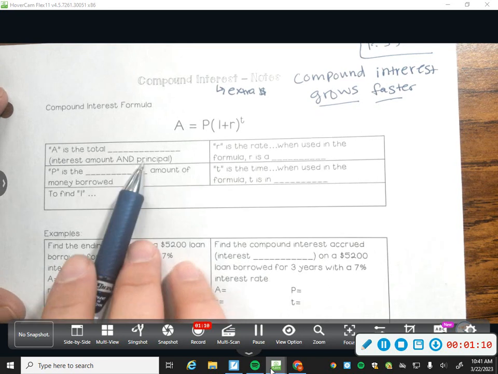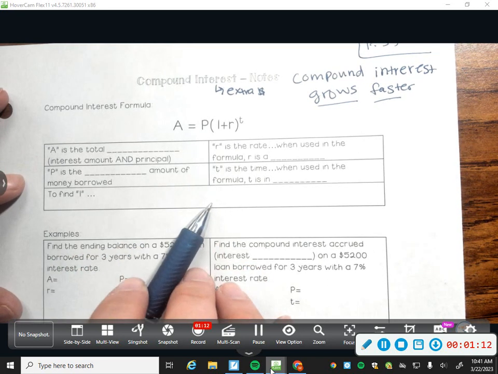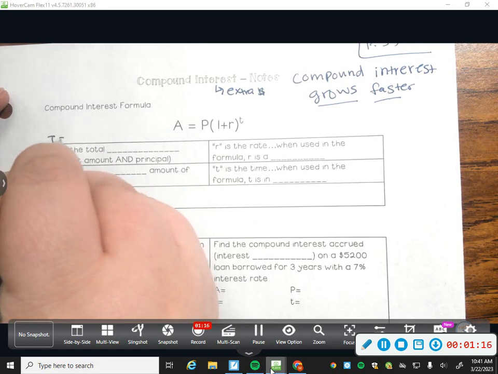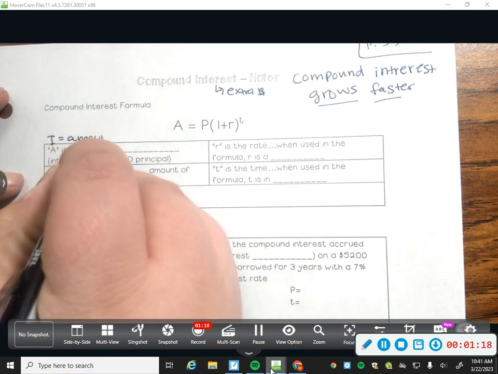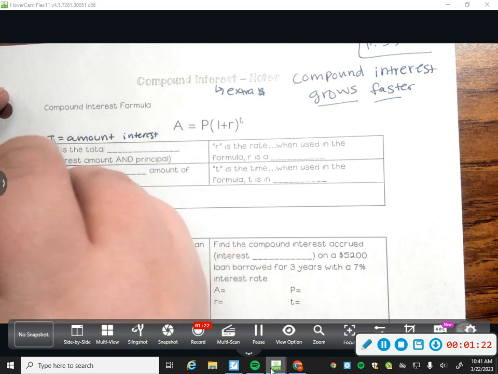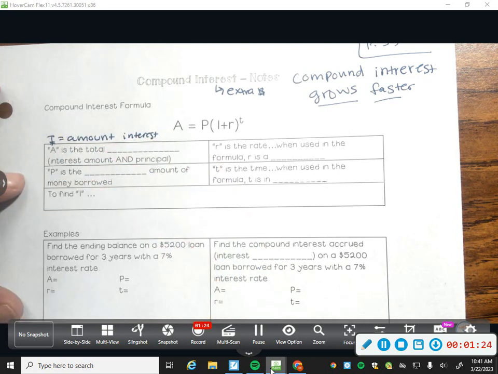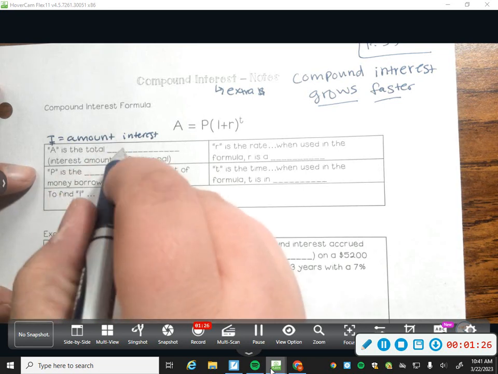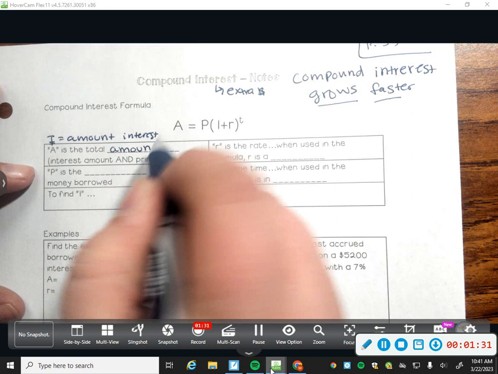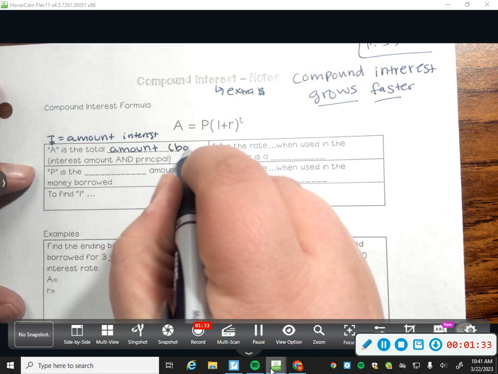So let's review the letters. We talked about these yesterday, but yesterday we started with I. I is still the amount of interest. It's still just the extra money. A is the total amount of money. It's the ending balance.